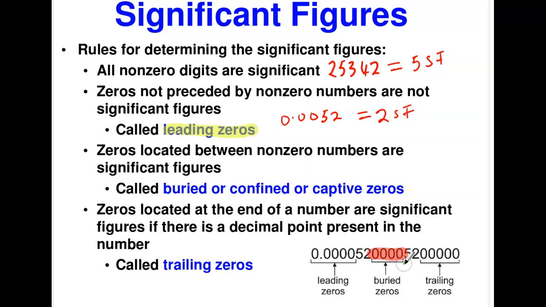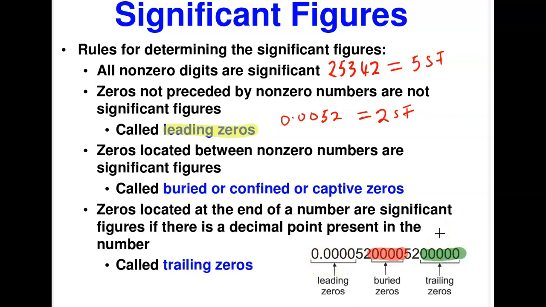The next zeros we're going to be talking about are zeros that come at the end of numbers. We call them the trailing zeros. Now, what is special about the trailing zeros? The trailing zeros can be significant or not significant. In this case, this number has a decimal point. These trailing zeros in this case are significant because of the decimal point. In some cases where the trailing zeros have no decimal point, they remain insignificant.